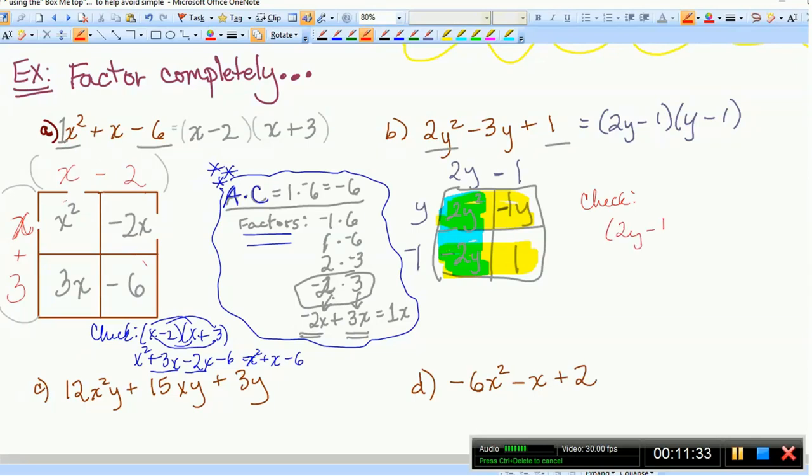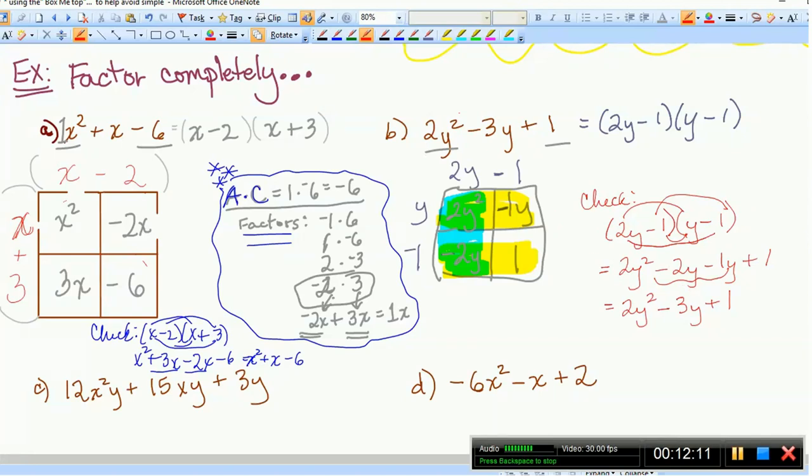By FOILing, multiplying back up will give us the check for factoring. So first we have 2y squared, outer minus 2y, inner minus 1y, and last, negative times negative is positive 1. Put your equal sign between each step. Now we have 2y squared, and combine these center terms to get negative 3y, and then plus 1. Did we get it right? Compare it to the original trinomial, and we sure did. We did a good job. You guys are doing great.